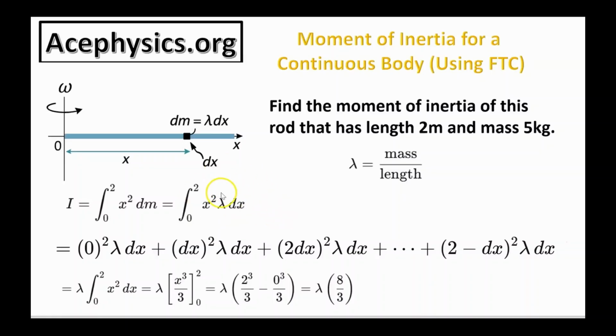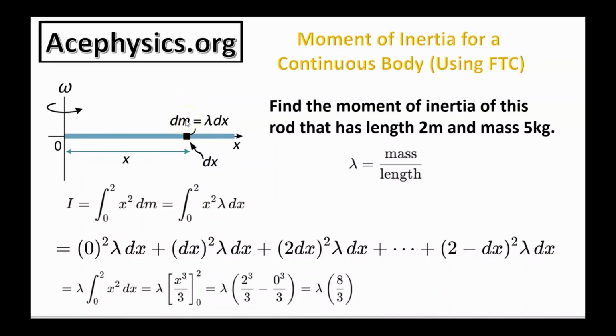What does this integral mean? Well, this integral is always equal to this sum. So the first term, 0 squared lambda dx, is looking at the mass element right at the origin. And that doesn't produce any moment of inertia because the radius is equal to 0. And the next one is a distance of dx away from the origin. It's still really close to the origin. You keep summing up the moment of inertias of all these mass elements.